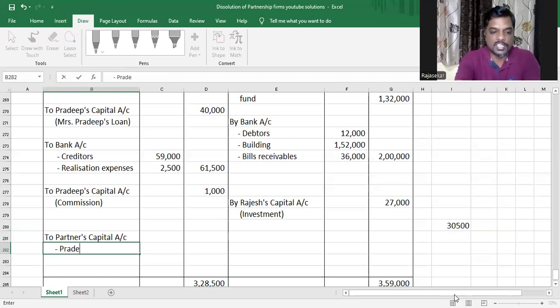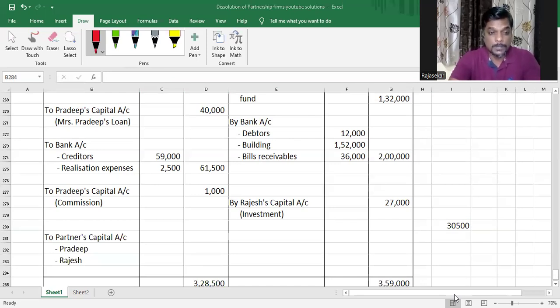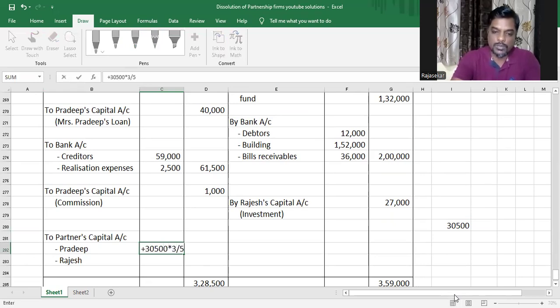In this case, it is Pradeep and Rajesh. And the profit sharing ratio happens to be 3:2. So 30,500 into 3 by 5 for Pradeep, 30,500 into 2 by 5 for Rajesh. And with that, my dear children, this problem is over.